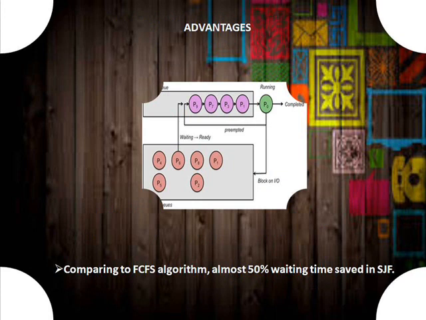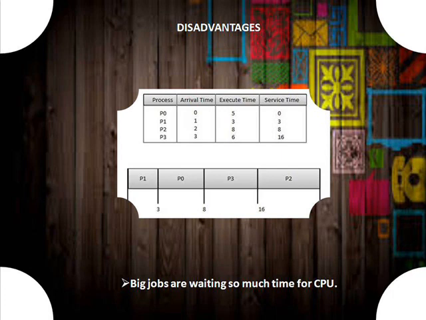Advantages. Compared to the FCFS algorithm, almost 50% waiting time is saved in SJF. Disadvantages. Big jobs wait so much time for the CPU.